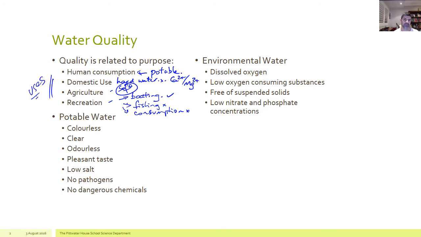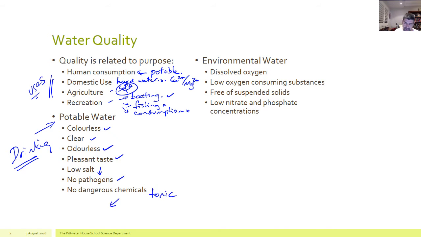for those particular purposes. Drinking water, so potable, is water that is suitable for human consumption. It needs to be colourless and clear, so there needs to be clarity, typical of the water that we see coming out of our taps. There needs to be no odour, and there should be a relatively pleasant taste. There shouldn't be any sort of aftertastes or metallic tastes, anything like that. The salt concentration should be very low, not necessarily zero, but certainly very low. We shouldn't be able to taste salt in the water. And all pathogens should be removed, and the same thing for any dangerous or toxic chemicals.